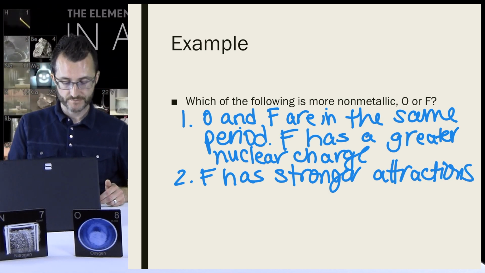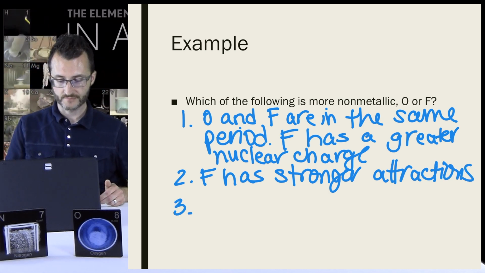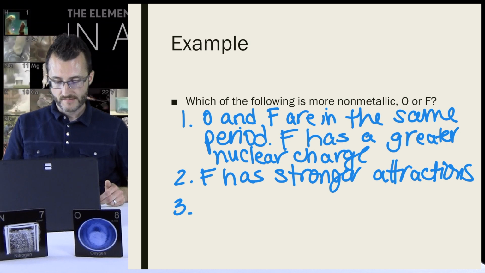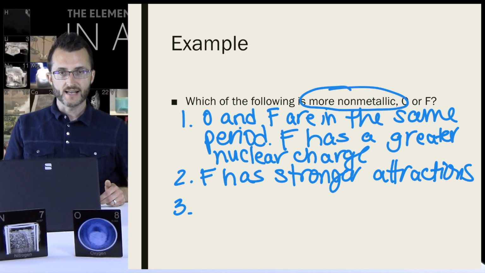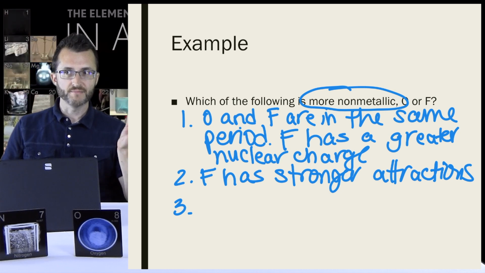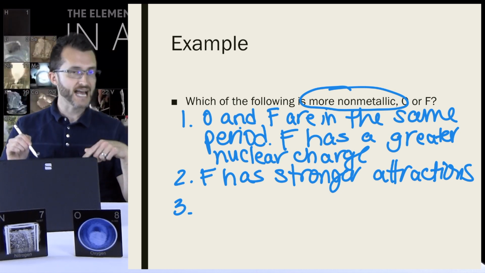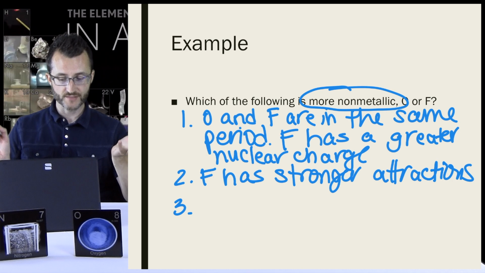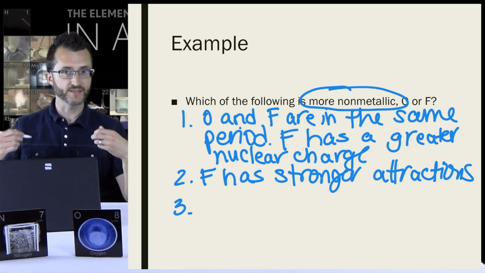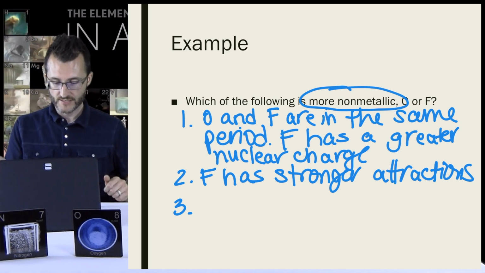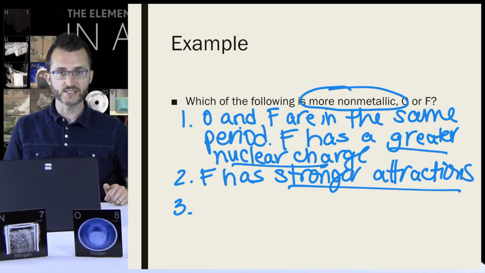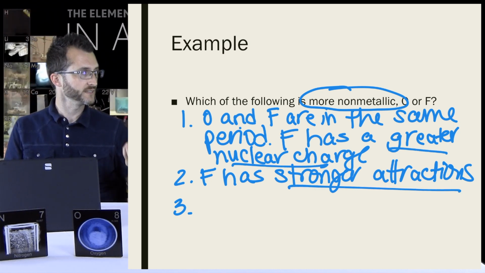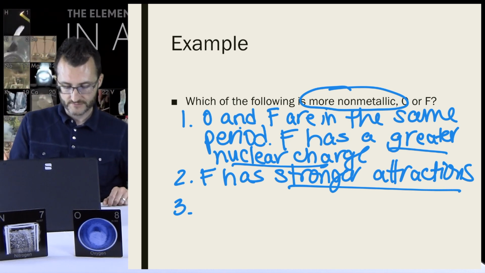All right, so using 1 and 2, let's tie it all together for number 3 here. How are we going to answer this question? Well, we want the one that's more non-metallic, and I have to remember that metals lose electrons, but non-metals gain. So if I'm looking for something that's more non-metallic, I want the one that's more likely to gain electrons. Based on the fact that F has a greater nuclear charge and stronger attractions, I think it's more likely to gain electrons, right? That's correct.